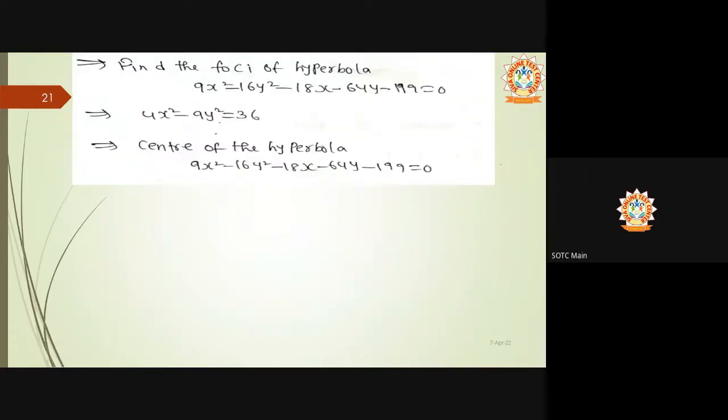Next question. Find the foci of the hyperbola. So definitely 9x square minus 16. So the A value is bigger. Definitely your foci will become h plus or minus AE comma K. Right? So next, similarly for this also, find the foci.